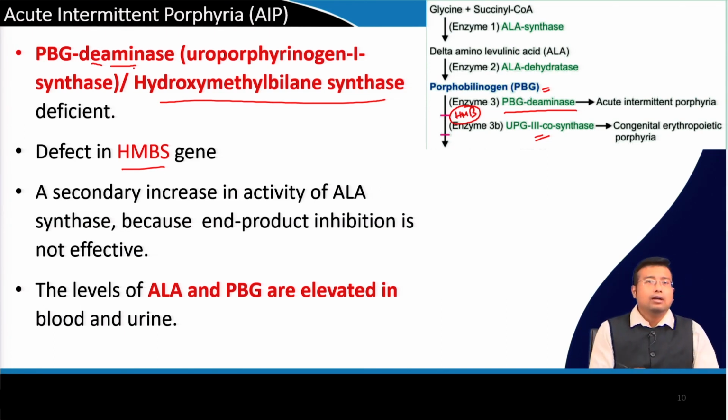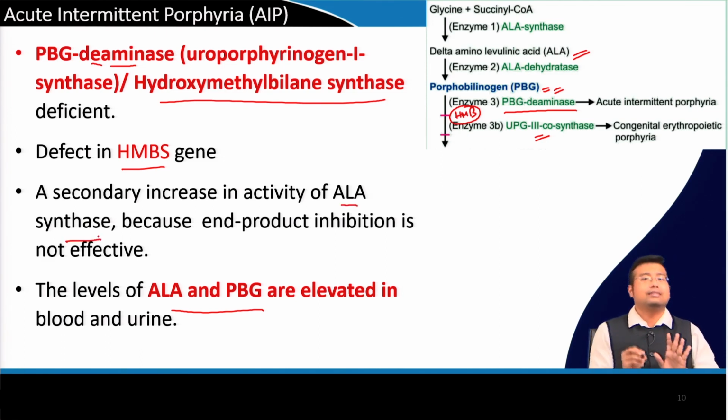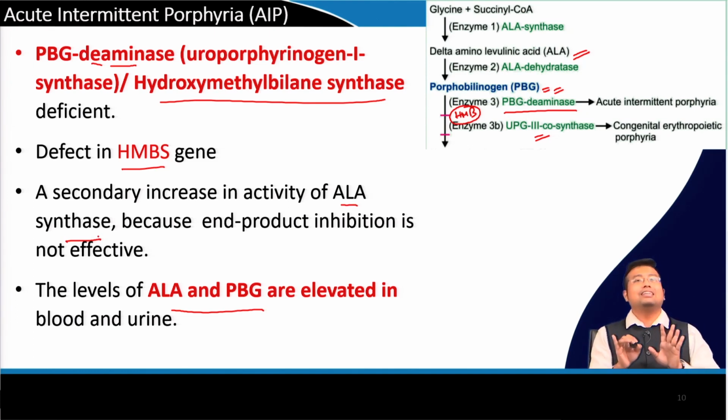So, what happens? Naturally the previous products, delta aminolevulinic acid and porphobilinogen, will rise, and since there is a block here, heme synthesis will not happen, and therefore the feedback inhibition of the previous enzymes will not happen. Therefore, a secondary increase in activity of ALA synthase happens, because the end product inhibition is not effective. So, this is the basic pathology of the disease known as acute intermittent porphyria, AIP.